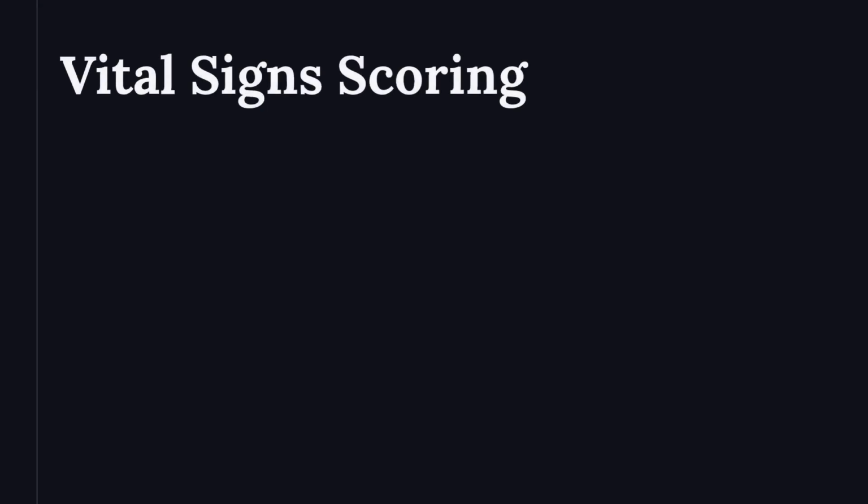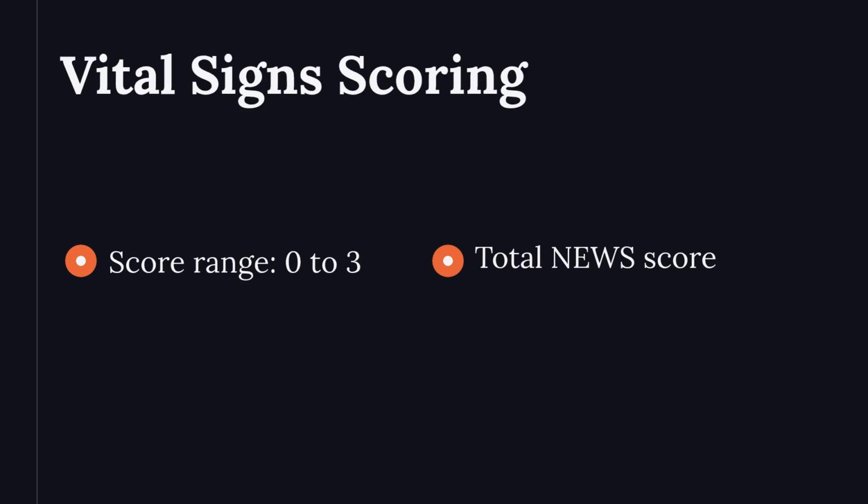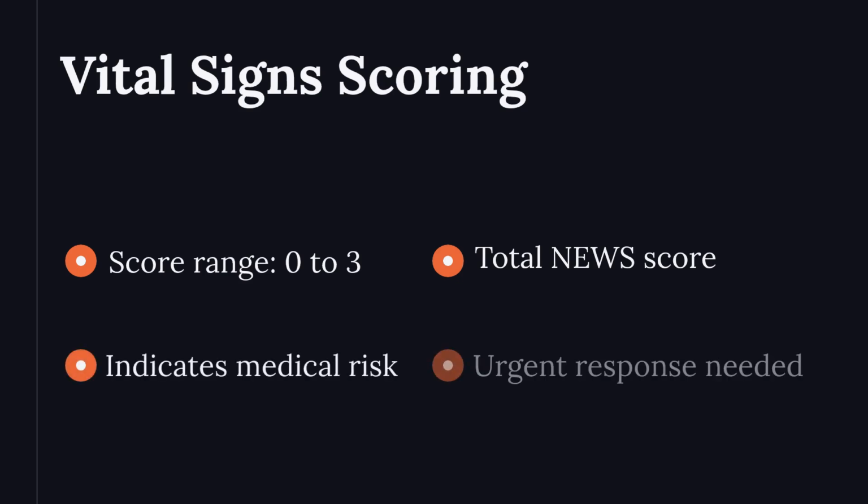Each vital sign has a score from 0 to 3. Scores are added for a total NEWS score. The score indicates medical risk level. Higher scores require urgent response. NEWS supports objective data-based decisions.